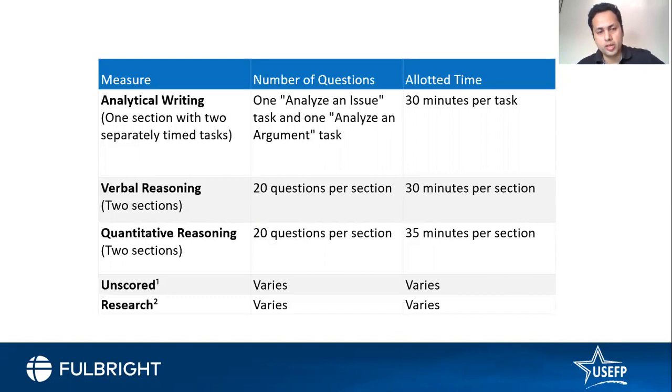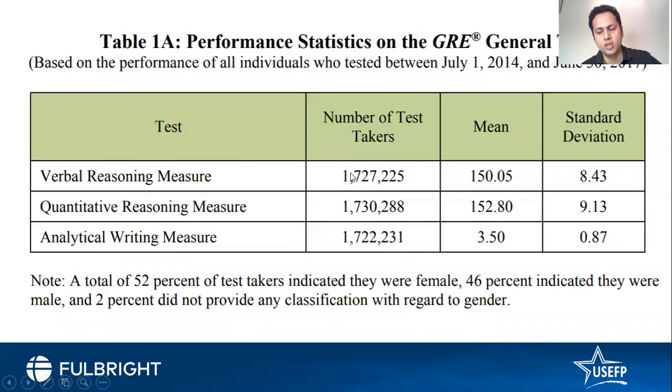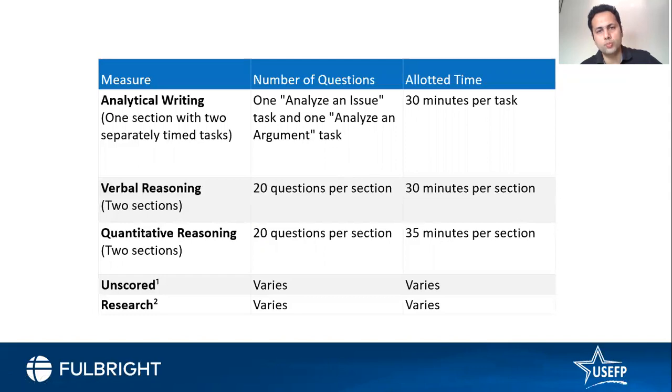Then there's an unscored section and a research section. For the unscored section, you would not know which of the sections that come extra is the unscored one. So you have to attempt every section of the GRE as if it will count towards your score.